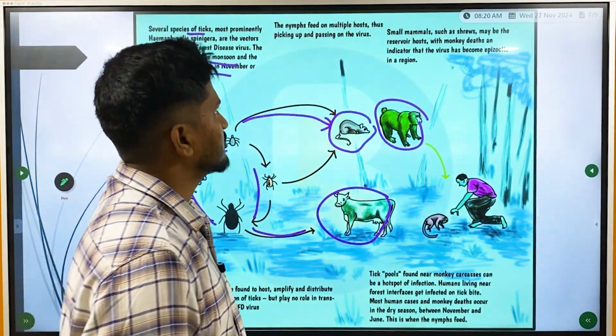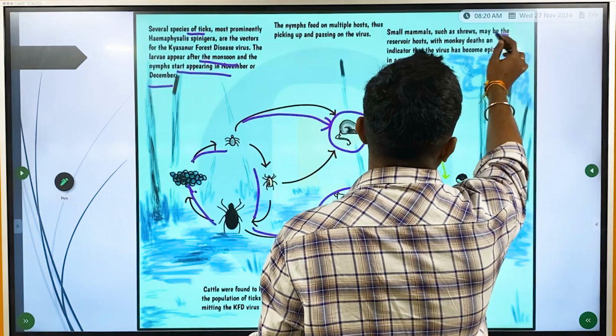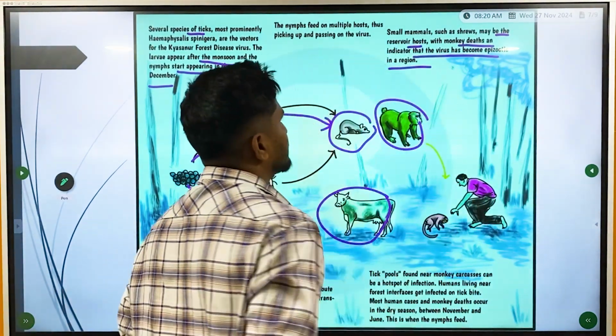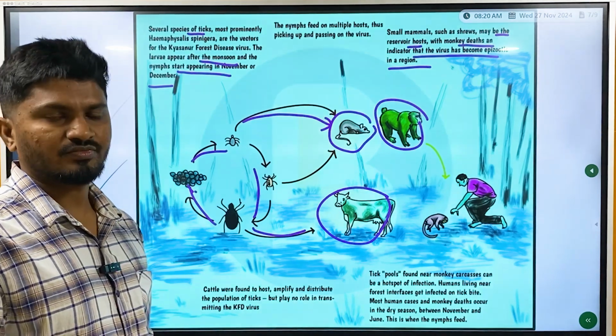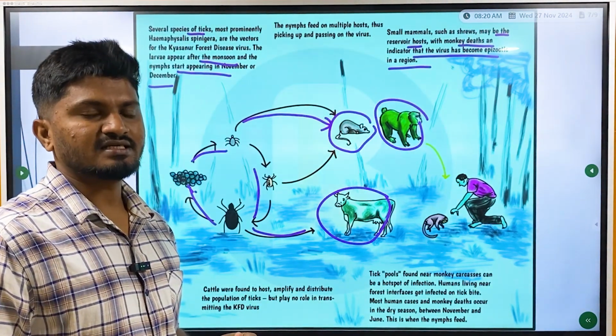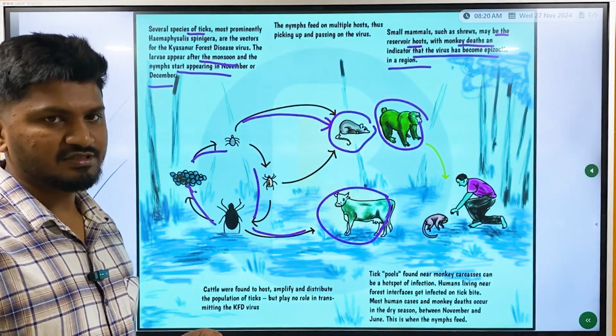Okay, and now small mammals such as shrews may be reservoir hosts, with monkey deaths an indicator that the virus has become epizootic in the region. Okay, epizootic in the region: it is affecting the animals, and it is resulting in the death of animals.